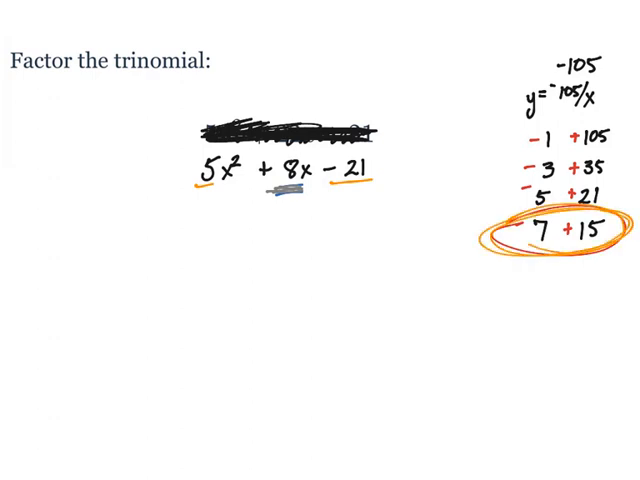That is our solution right there. That is not our solution. That's the answer to the question, what are the factors of 105 that can become 8? There's no need in looking any further because we now have our answer.